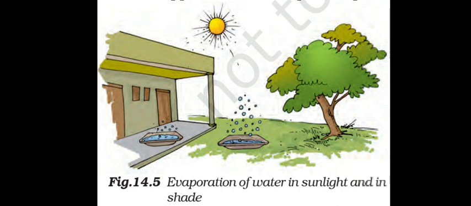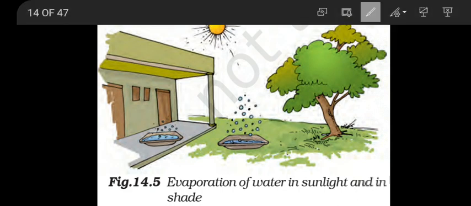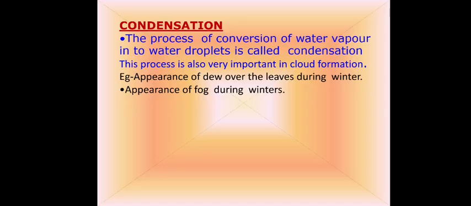This diagram also shows the same thing. Evaporation taking place in sunlight is faster, and here the plate has been kept in shade. So here evaporation is slow and here evaporation is fast because direct sunlight is falling on the water. So water gets easily evaporated.